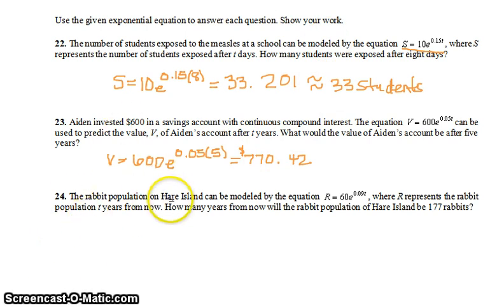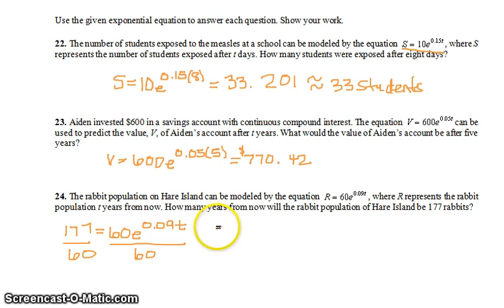Question 24, the rabbit population on Hare Island can be modeled by this equation. R represents the number of rabbits. How many years will they have until there's 177 rabbits? So 24 is a little different because they're telling you that R is 177, 60e to the 0.09T, 0.09 must be the rate, and you must solve for T like we were doing in class. So the first thing you're going to do is divide by 60 on each side. So 177 divided by 60 is about 2.95. So 2.95 equals e to the 0.09T.